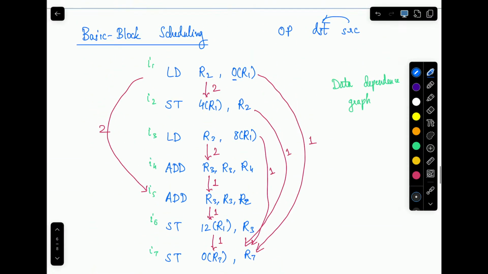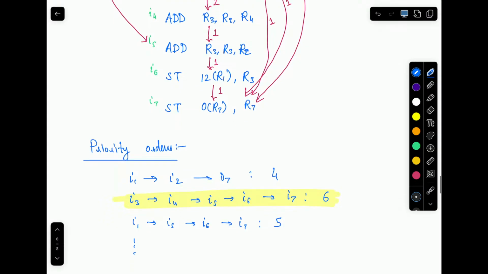Hence, I don't need to wait for executing I1, I2 before starting to execute I3, and I decided to execute I3 based on priority over here. Now, should I pick I4 or should I pick I1 now? So I have two options here. Either I pick I4 at this point of time, or I go to another path and pick I1. Why do I have these two options?